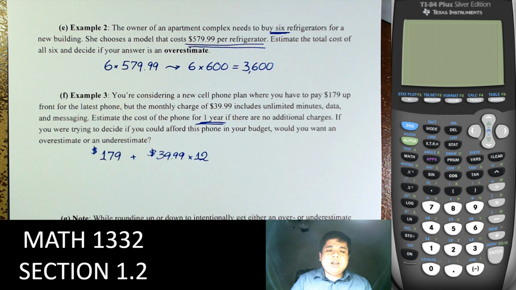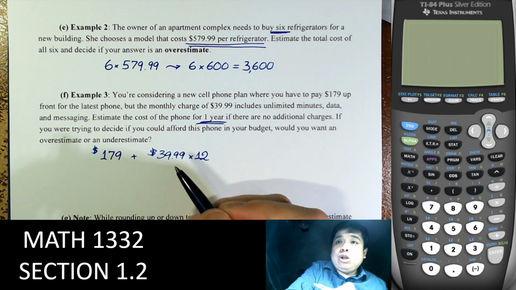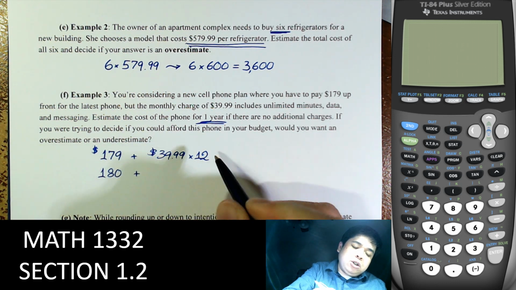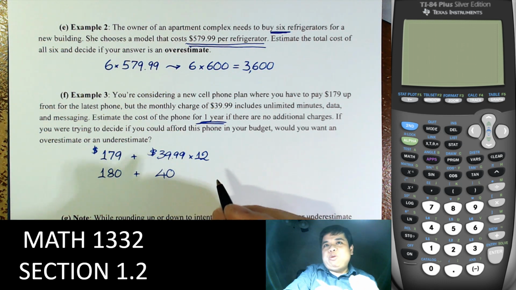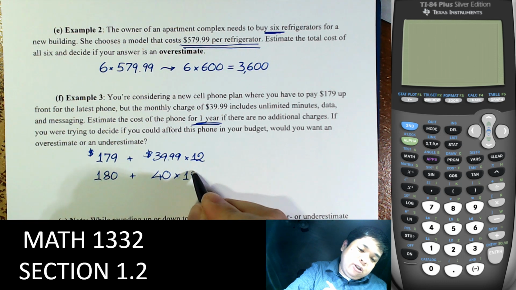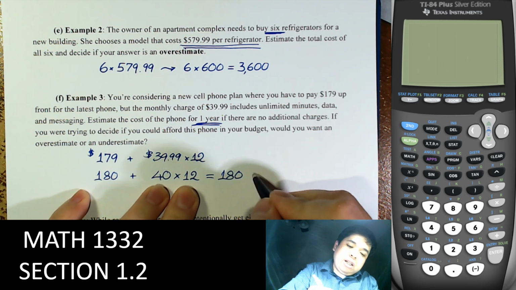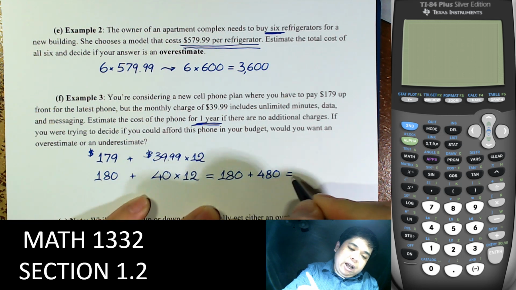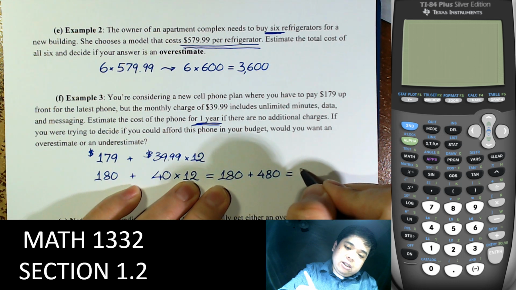So I'll get a quick approximation. We can round this to 200, or we can round that to 180. But since this is addition, 180 would be enough to calculate. And this I will go with 40. $39.99 rounds to 40, that would be perfect, times 12. Now it's 180, plus 40 times 12 is 480. And the estimate will be equal to 660.